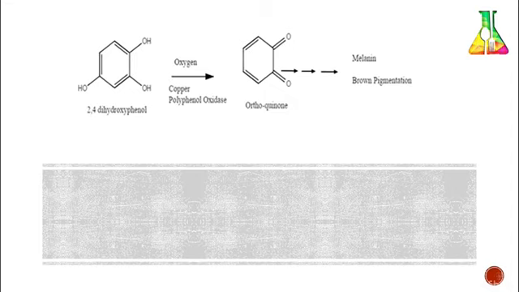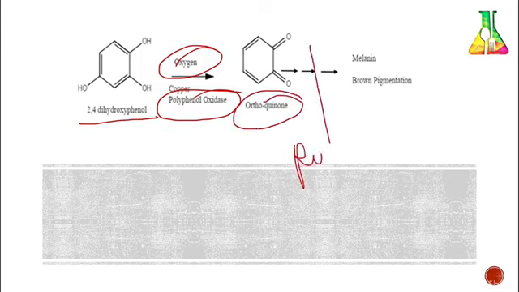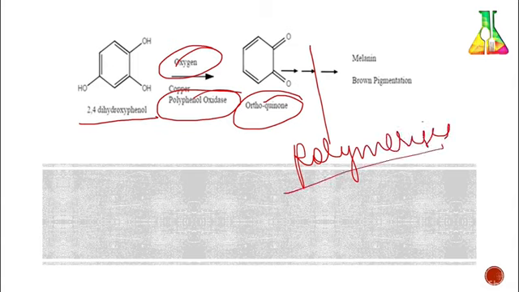Here is a reaction. We have all learned in the earlier slides that the phenolic substance, in the presence of oxygen and the enzyme oxidase, turns into orthoquinone, and orthoquinone polymerizes to form melanin, a brown pigment.